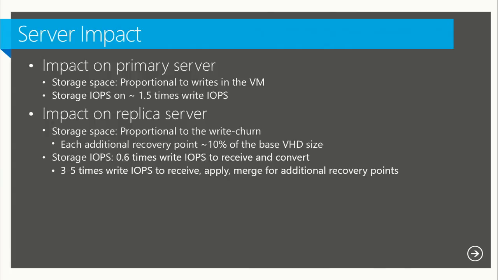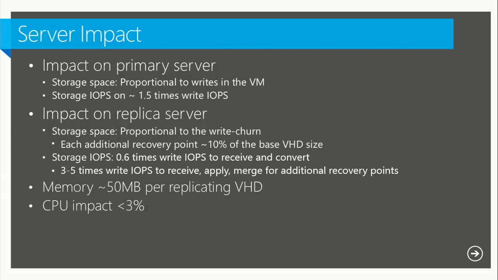The replica server, the impact is much higher. But on the other hand, do we really care? If we have a replica server, we're not using it in production, and we're assuming that it's just there to be used in case something goes wrong. And what we see there is that for our IOPS, we got 0.6 times the write IOPS to receive and convert everything, but 3 to 5 times writing everything and merging everything for those recovery points. So in your backend, even, I said in the beginning, you can just use SATA. Yes, you can, but it could be that you're experiencing delays because of all these IOPS that need to be done. So take that in calculation as well.